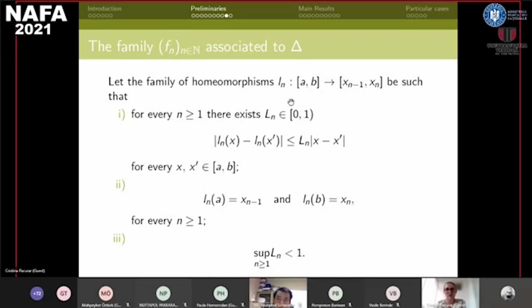And to do so, we will first construct a family of homeomorphisms Ln defined on AB and with values in the interval xn minus 1, xn, such that there exists an ln in 0, 1 such that the following inequality holds. And moreover, we need that Ln of A equals xn minus 1 and Ln of B equals xn, and the supremum of ln is less than 1.